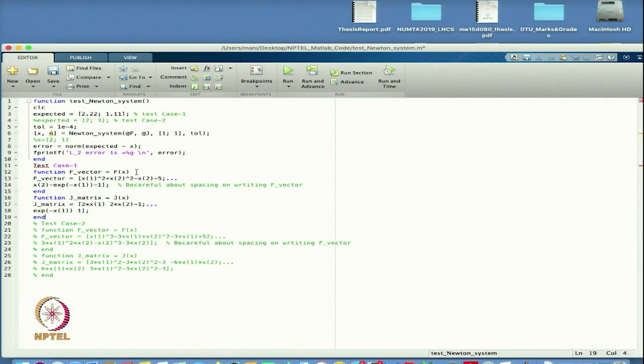Now from here I will get the value of x. From here I will pass the value of the f vector. So, f vector is equal to f x and j matrix is equal to j x, and the values of these vectors will be passed to this function. So, the at-the-rate f and at-the-rate j mean this is the function value. Now, let us run this one.